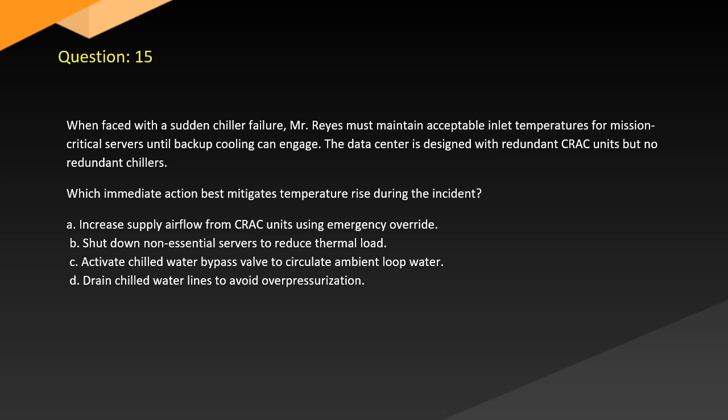A. Increase supply airflow from CRAC units using emergency override. B. Shut down non-essential servers to reduce thermal load. C. Activate chilled water bypass valve to circulate ambient loop water. D. Drain chilled water lines to avoid overpressurization.